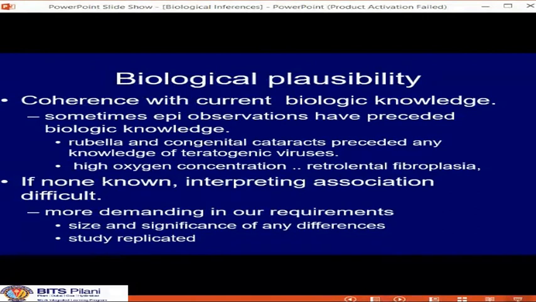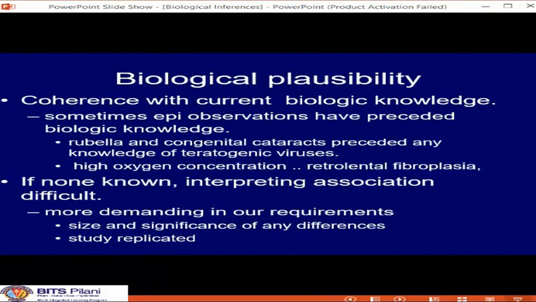But we know from previous experience, for example, somebody observed many babies with congenital cataract, meaning they were born with cataract. And then they looked and found that many of those mothers had rubella during pregnancy. At that time, nobody even knew that there was a virus, or that viruses can be teratogenic. So there was no biological plausibility, but people still found the association.